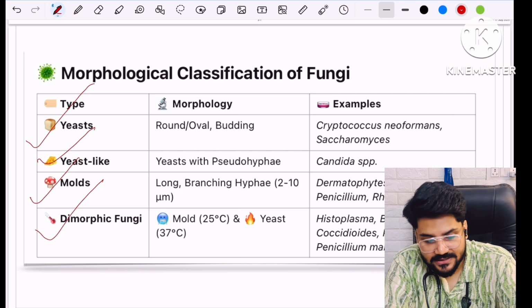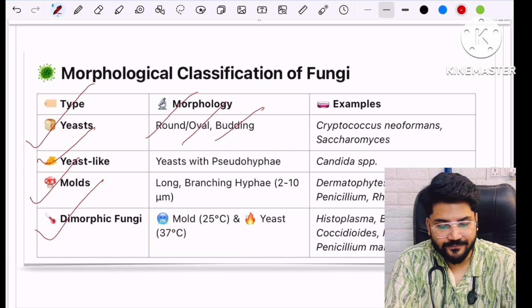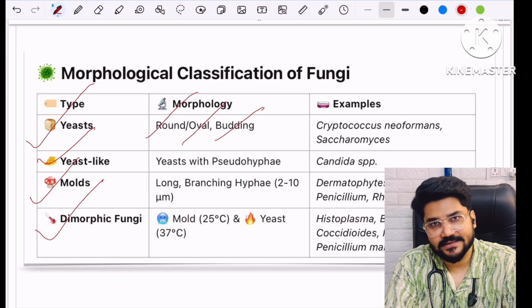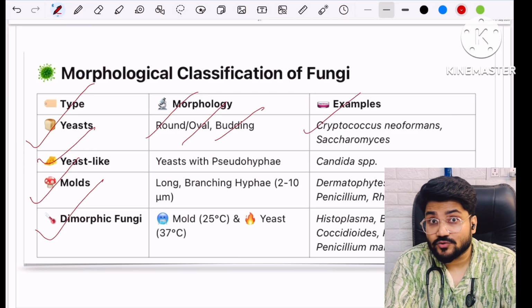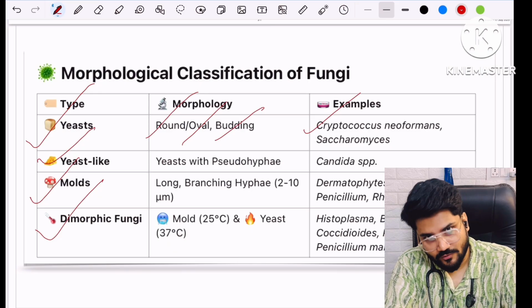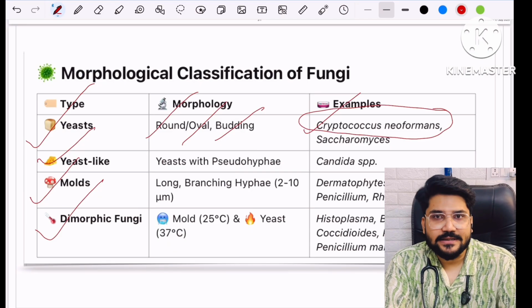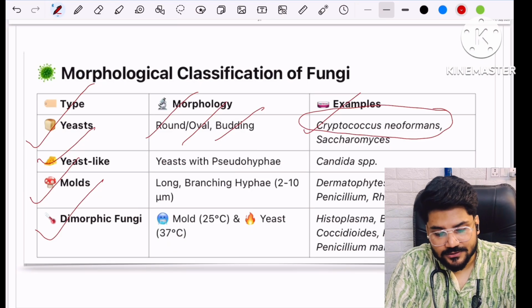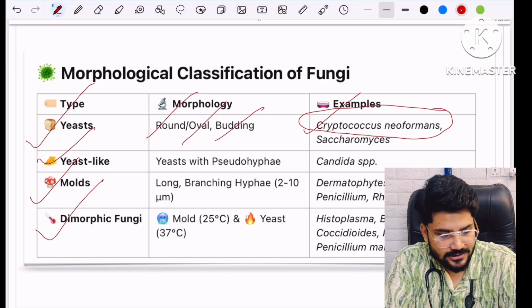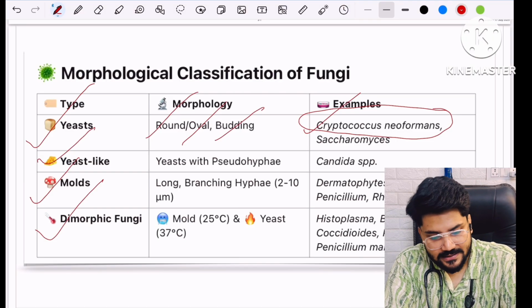So what do you understand by yeast, yeast-like, mold, and dimorphic fungi? Yeasts are round, oval, budding cells. They don't have pseudohyphae. Important examples of yeast are Cryptococcus neoformans and Saccharomyces. But in the clinical aspect, Cryptococcus neoformans is very important. It is mostly associated with HIV patients and causes meningitis-like symptoms.